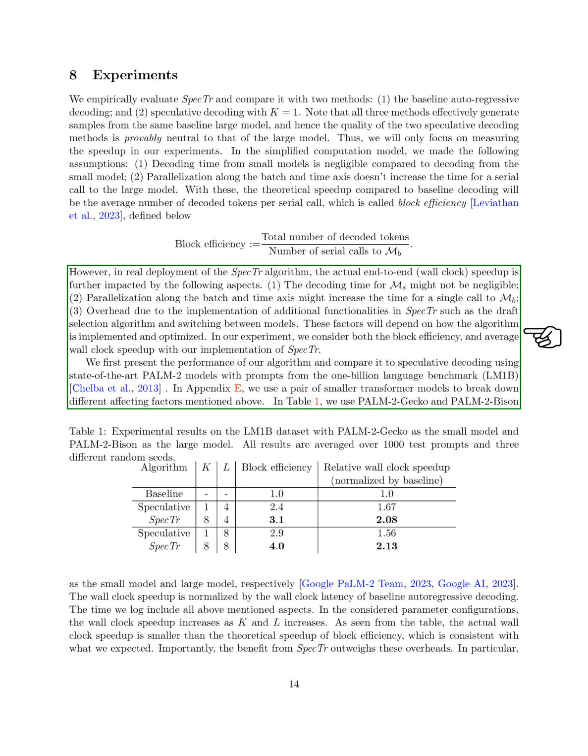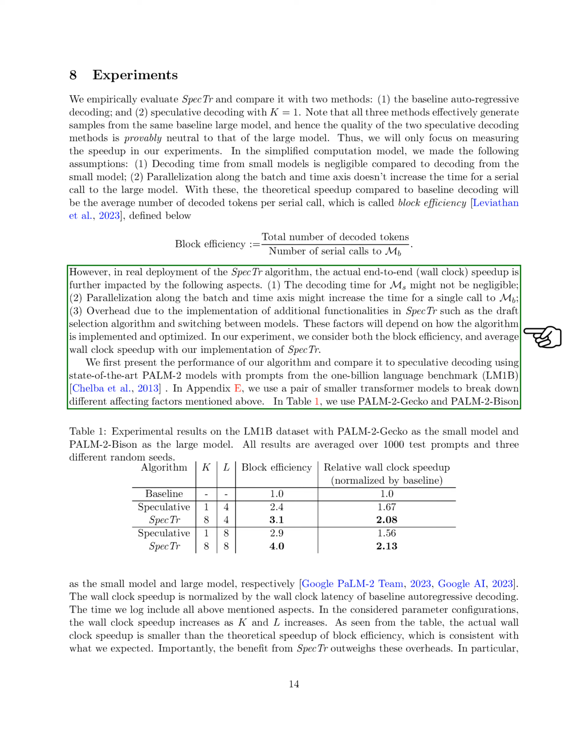However, when we actually implement the SpecTr algorithm, the real-world speed increase is affected by several factors. These include: 1. The decoding time for the smaller model might not be insignificant. 2. Running tasks in parallel might increase the time for a single call to the large model. 3. Additional functionalities in SpecTr, like the draft selection algorithm and switching between models, might introduce overhead. These factors will vary depending on how the algorithm is implemented and optimized. In our experiment, we considered both the block efficiency and the average real-world speed increase with our implementation of SpecTr.